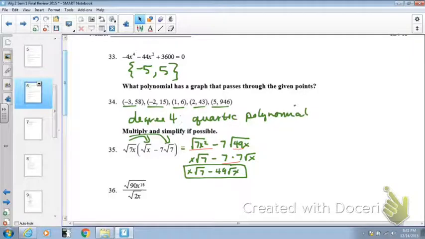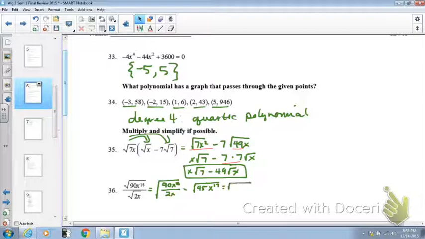For number 36, they both have the same radical, so I can actually put the whole thing under one radical sign and have 90x to the 18th over 2x, and then I can reduce that. So I have 90 divided by 2 is 45, and x to the 18th over x is x to the 17th. You just subtract those exponents. Then I'm going to look to see what I can take the square root of.